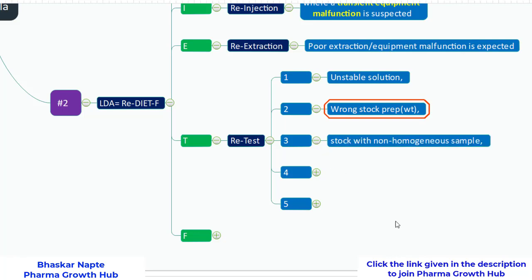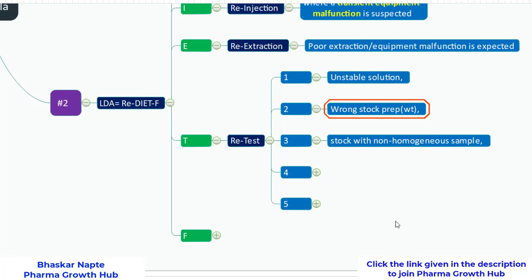The third one, stock with non-homogeneous sample. So you prepared this, you have taken the right sample weight, you have taken the right volumetric flask, but you identified that the sample itself was not homogeneous. And in case the sample was not homogeneous, you cannot really expect the accurate result. So it is not your fault, but it is the fault of the sample property which is non-homogeneous.